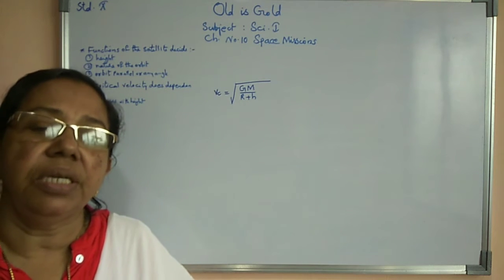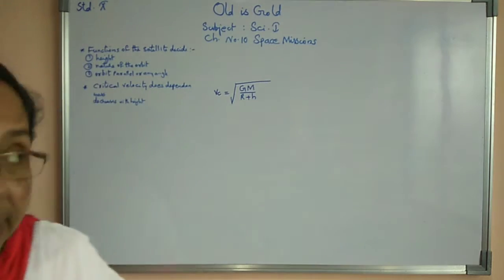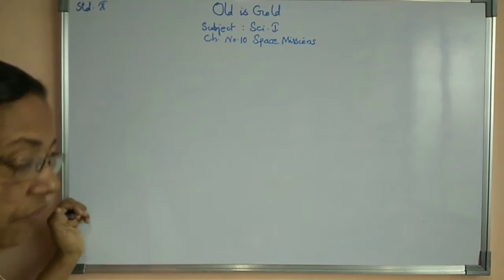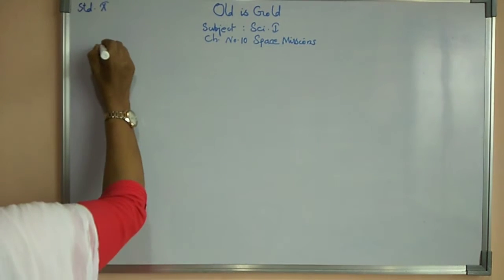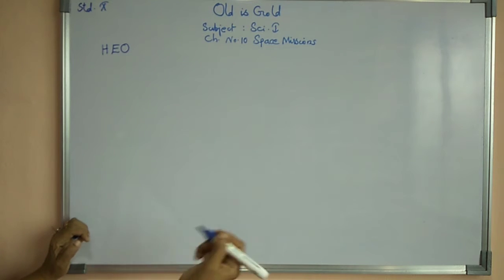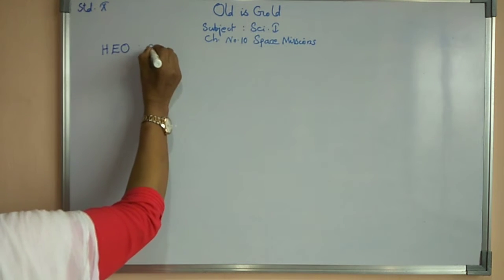Now, depending upon the height of the orbit around the surface of the earth, we can classify the orbits of the earth into three categories. They are, high earth orbit, the high earth orbit satellites also.